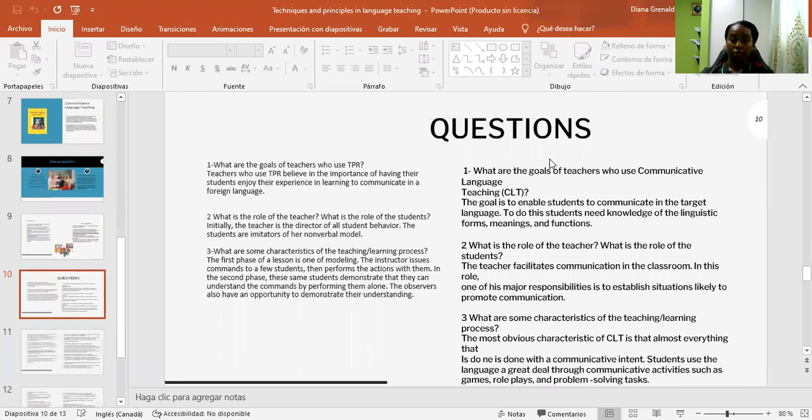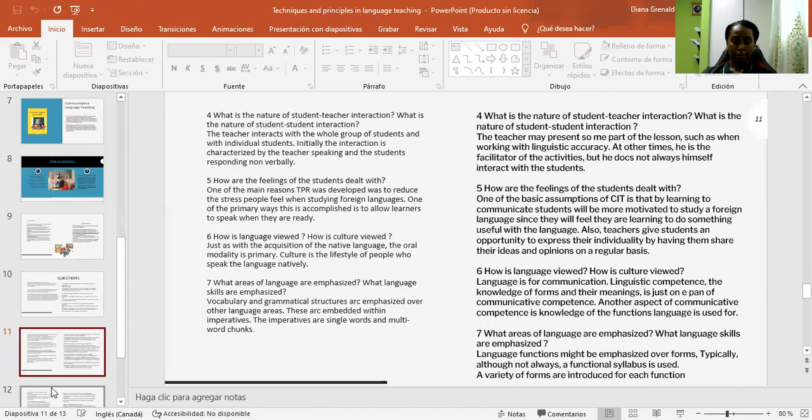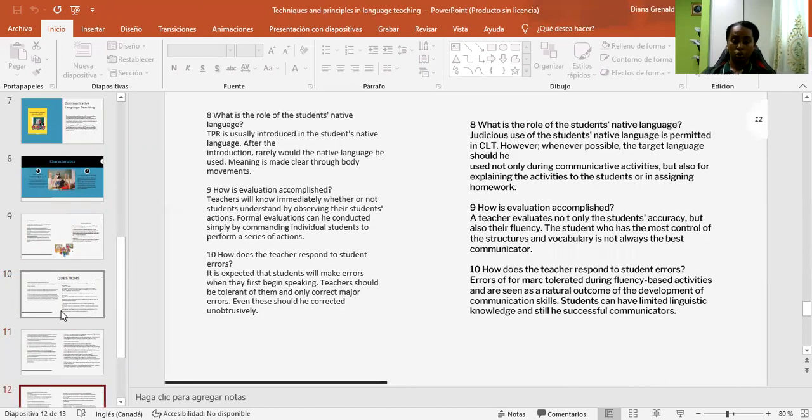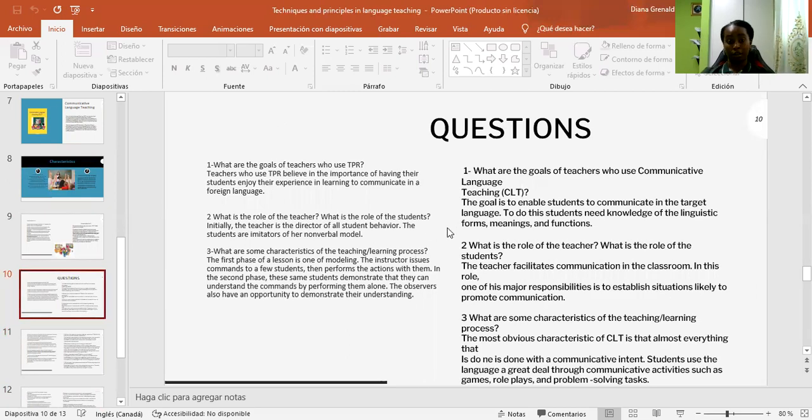Well, over here we have some questions. There are around 10 of them, I think. So I'm just going to develop a couple. The first one says, what are the goals of the students and the teachers who use communicative language teaching? The goal here, as mentioned before, is to prepare students to be confident communicators and be able to communicate in the target language.